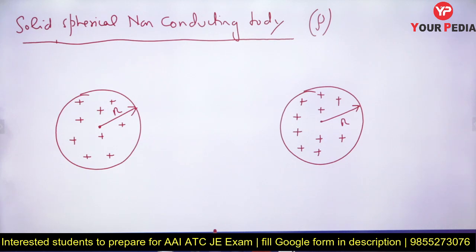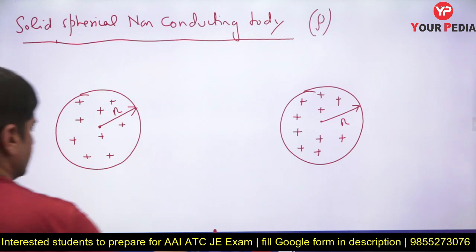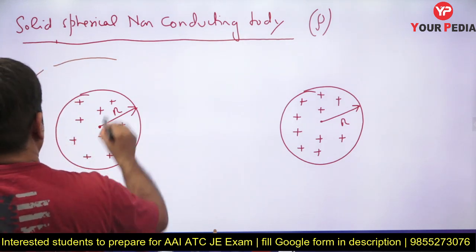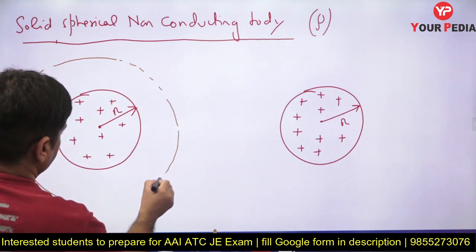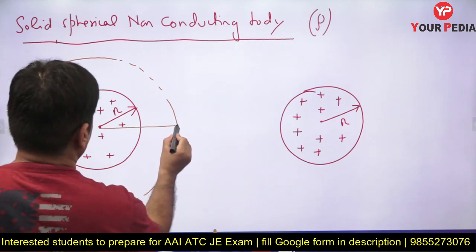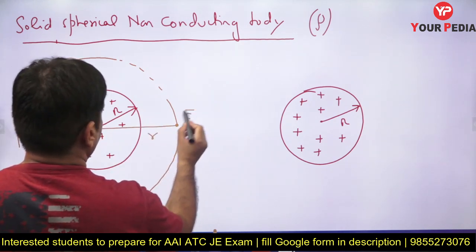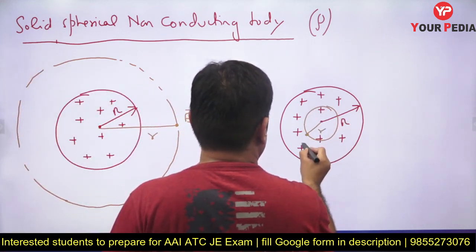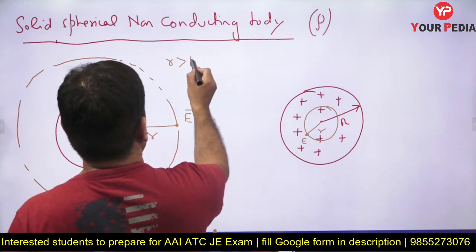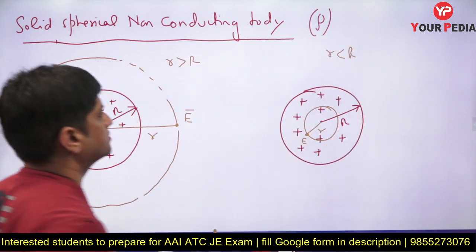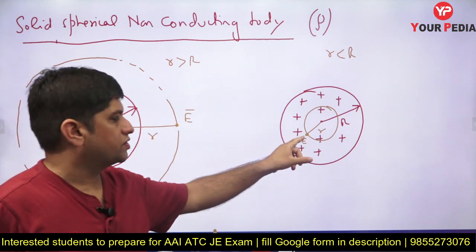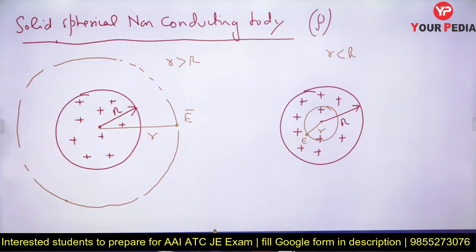Right? So charge is uniformly distributed like this. Now what will be the electric field at a distance r outside this, and what will be the electric field at a distance r that is less than the radius R, inside? There are two cases. I want to find the electric field at this point outside this body, and I want to find the electric field inside this. So there are two cases.